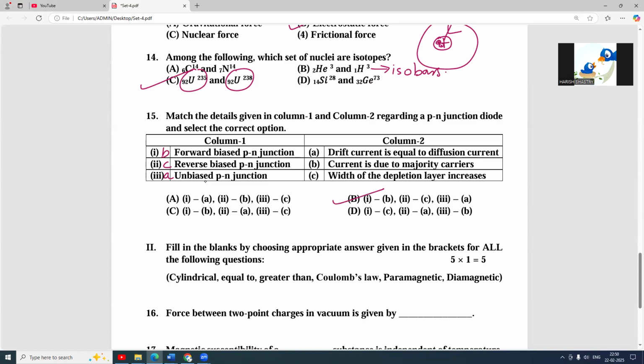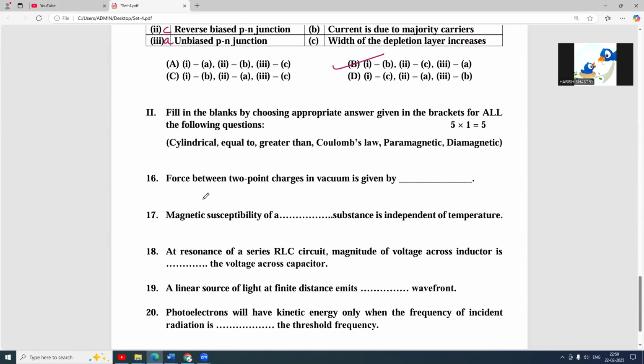Fill in the blanks. Force between 2 point charges in vacuum is given by Coulomb's inverse square law. The magnetic susceptibility of a diamagnetic substance is independent of temperature. At resonance of a series RLC circuit, the magnitude of voltage across the inductor is equal to the voltage across the capacitor. Yes, they are equal at resonance.